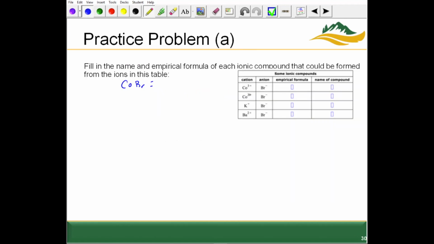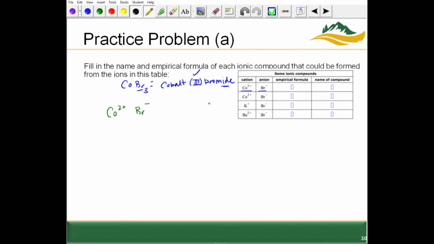So we already wrote out the formula for this cobalt and bromine combination, CoBr3. We did also cover the name of this one as well. So this is cobalt(III). Really importantly, we have those parentheses and the Roman numeral there. Bromine is the name of this element. To change that, we need to call it bromide.